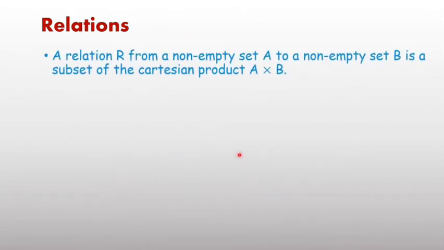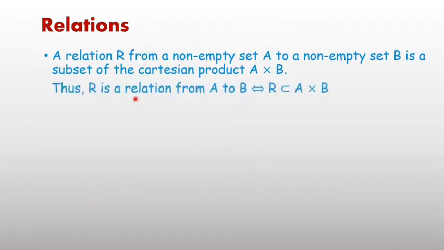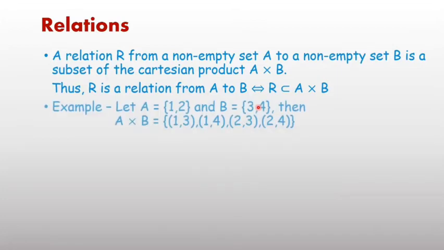Now, next topic, relations. A relation R from a non-empty set A to a non-empty set B is a subset of the Cartesian product A cross B. Remember, relation means a subset of A cross B. If any two sets A and B are given and you are asked to write a relation, you can easily write any subset of A cross B; that is a relation from A to B.